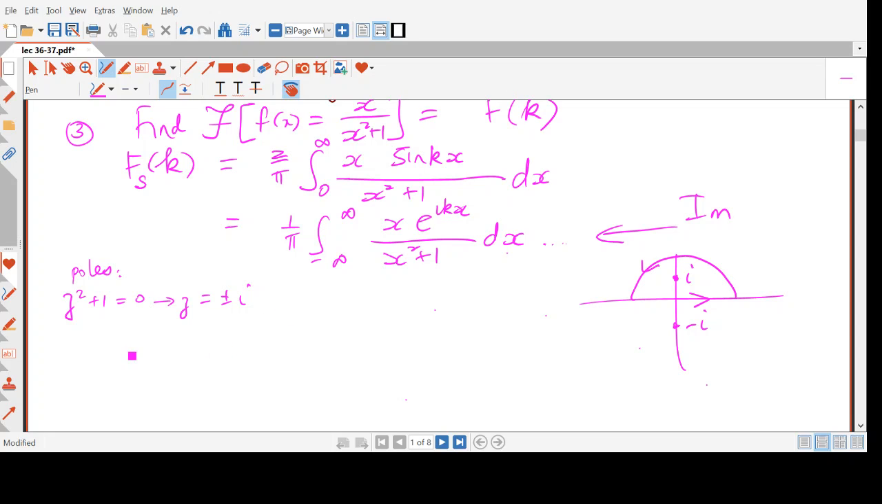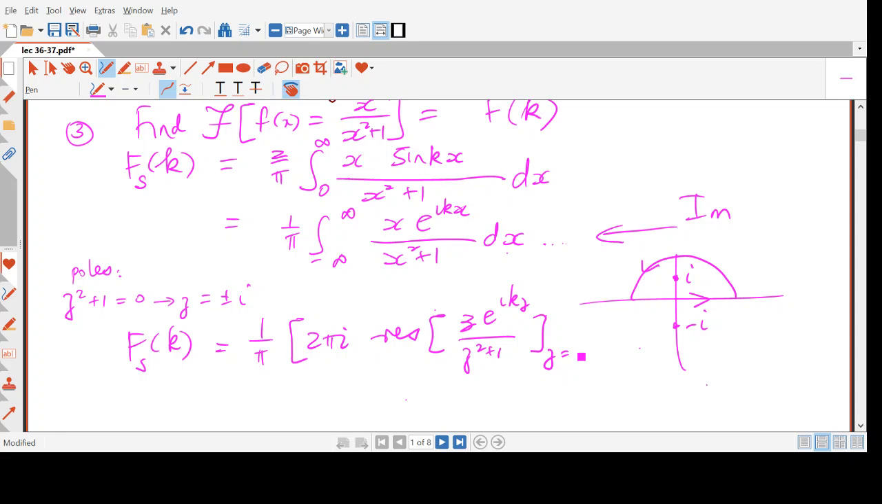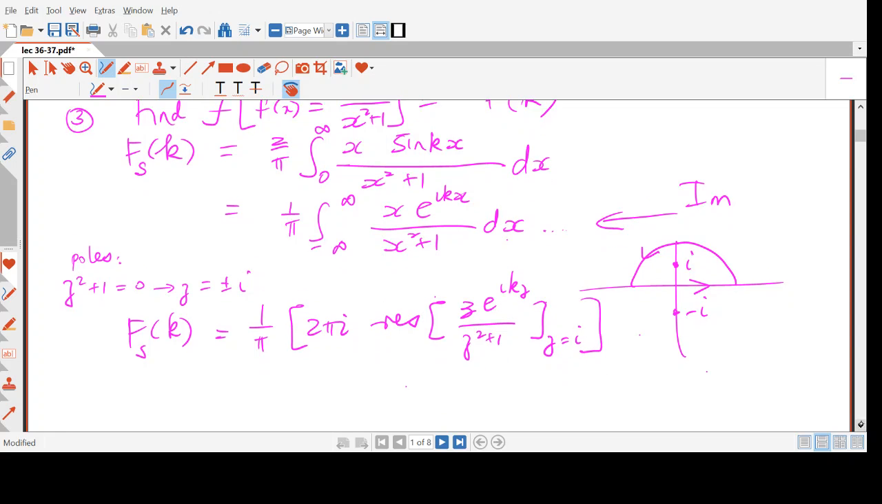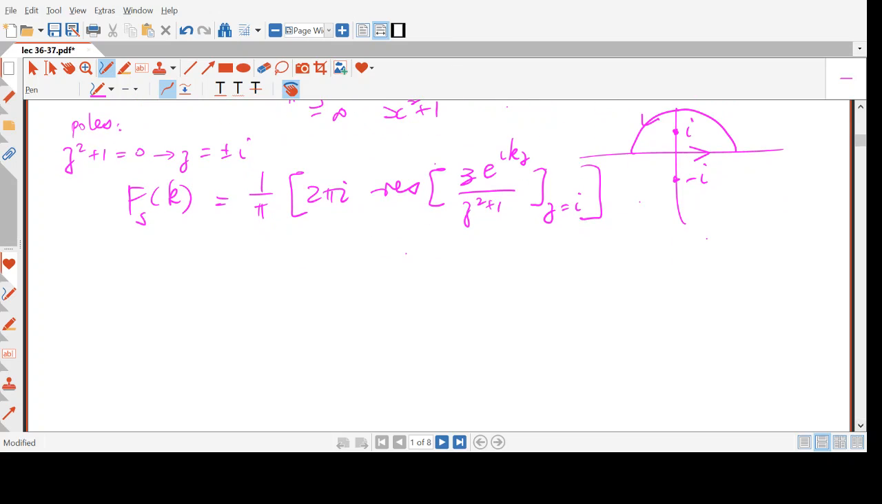So we can say that f of k is 1 over pi times 2 pi i times the residue of e to the ikz over z squared plus 1 at the point z equals i. That's applying the residue theorem. And let's crank this out. It's 1 over pi, it's 2 pi i.